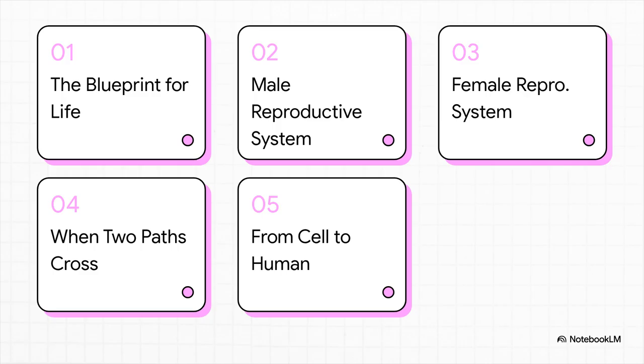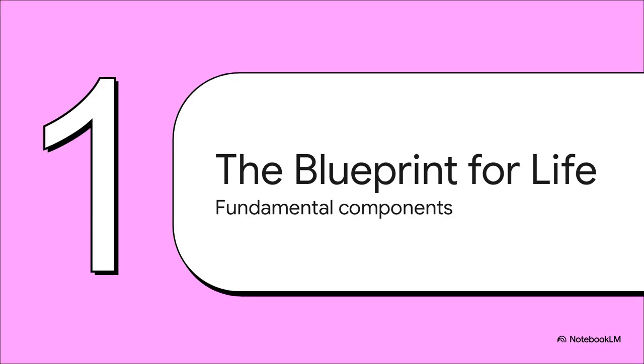First, we'll start with the actual blueprint for life. Then, we'll explore the male and female reproductive systems. After that, we'll see what happens when their paths cross. And finally, we'll trace that incredible journey all the way from a single cell to a human. Okay, first up, the blueprint for life.